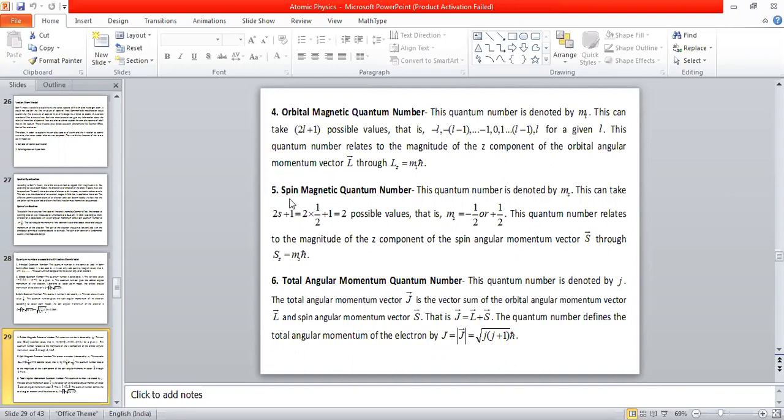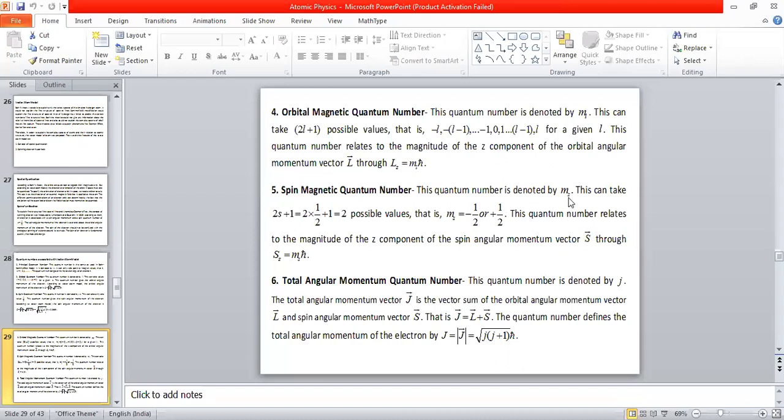Okay. The fifth quantum number that comes into the picture is the spin magnetic quantum number. Similar to how L has ml, the orbital quantum number L has the magnetic orbital quantum number ml. There is a spin quantum number S. So we have one more quantum number, which we call the spin magnetic quantum number. The spin magnetic quantum number is designated by ms.